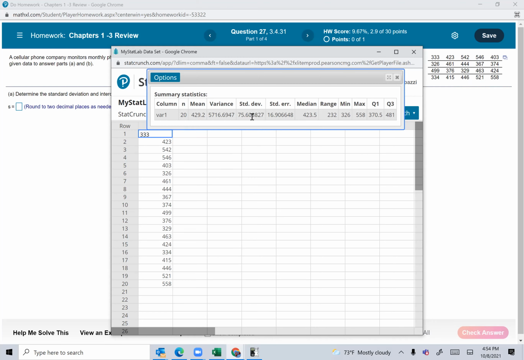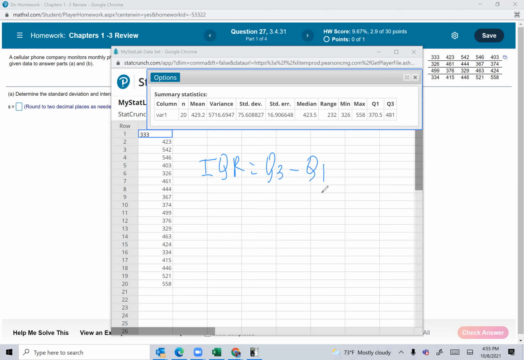Now he wants the interquartile range. Let me tell you what the interquartile range is: the difference between Q1 and Q3. You already have a Q3 and a Q1. You subtract them and you find the IQR. The system doesn't do it. So now we're introducing you to the interquartile range. We call it IQR, which is Q3 minus Q1.